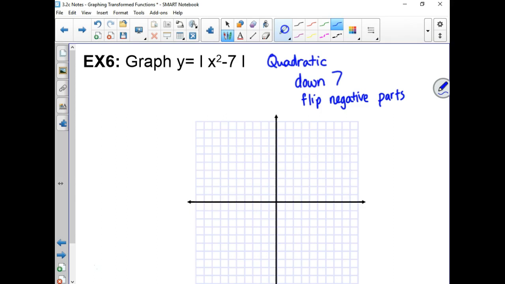So we will start with just graphing a quadratic that's been moved down 7. So the quadratic, 0 squared is 0, 1 squared is 1, 2 squared is 4, 3 squared is 9, and then I'm just going to reflect those over the y-axis. Alright, so that's just our basic quadratic. We need to take all of those points and move them down 7 units. So I'm going to do that in blue.